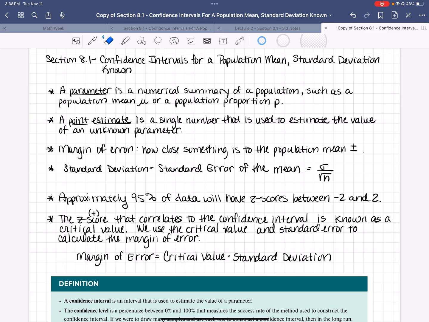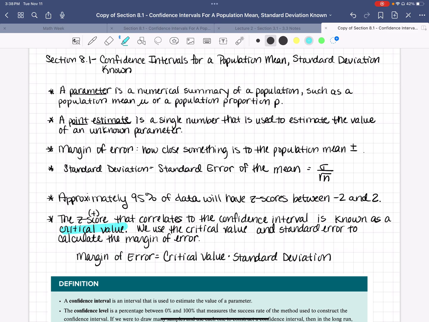You do have some homework questions over point estimate. Approximately 95% of data will have z-scores between -2 and 2. I added that in there. That was back from where we talked about a normal distribution and then the empirical rule. Okay, the z-score, the positive one that correlates to the confidence interval, is known as a critical value. This becomes very important. Also, we're going to calculate some of those.